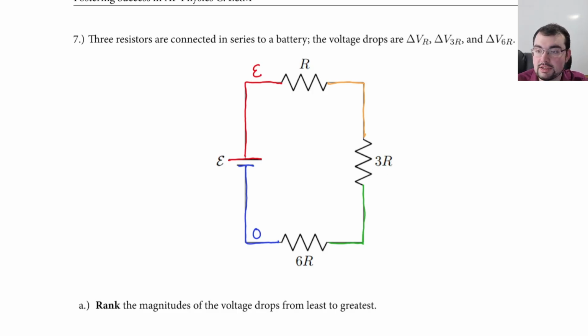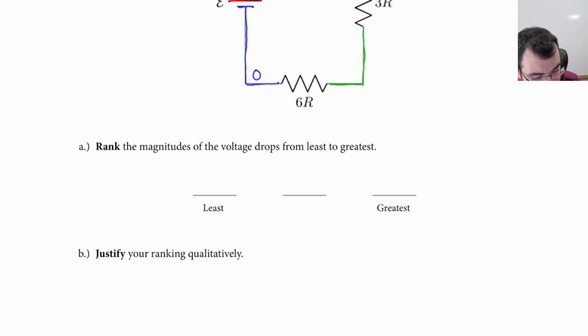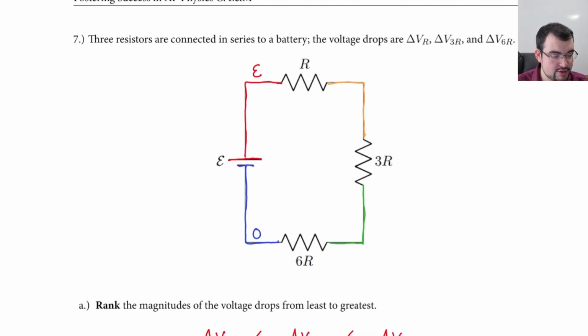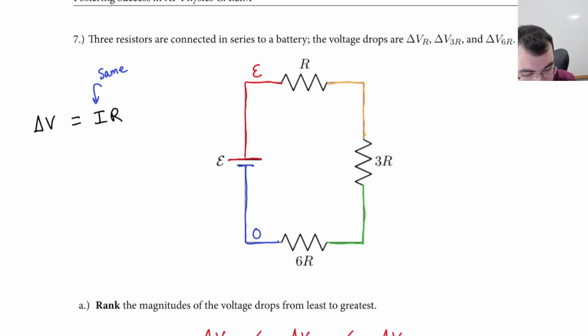Now, to make that a physics analogy, we do know the ranking is going to be the lowest voltage drop is across the R resistor, then the next lowest is the 3R, then the next lowest is the 6R. Now, justifying this using physics principles, we know that delta V is equal to IR. And in series, I is the same. So it makes sense that if you're in a series loop with the same current everywhere, the bigger resistances must drop more of the volts.